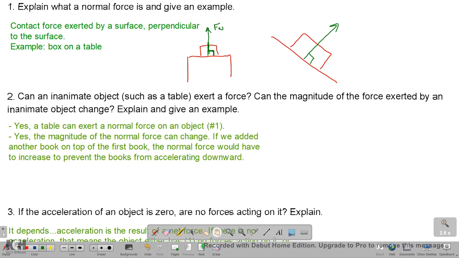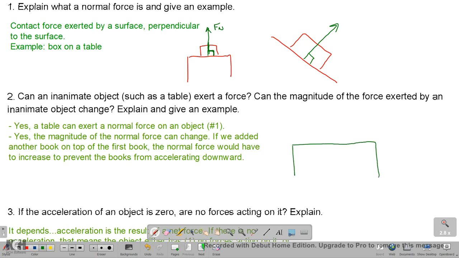So again, yes, we could add another box onto the table, and then the normal force would have to change, because if it didn't, then the boxes would fall through the table. So as long as the table's sturdy enough to hold the boxes, the normal force will increase as you add things onto the table. So draw another little example here.